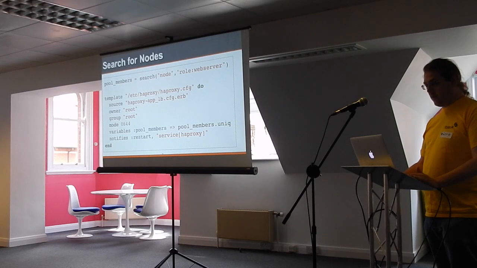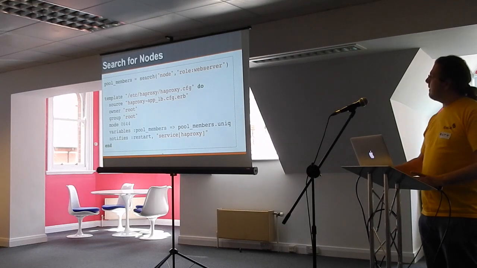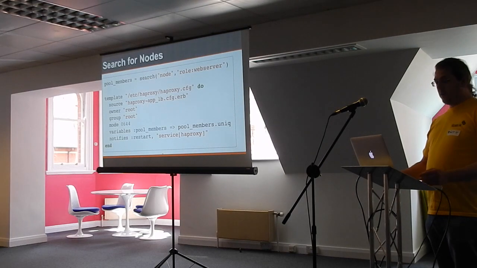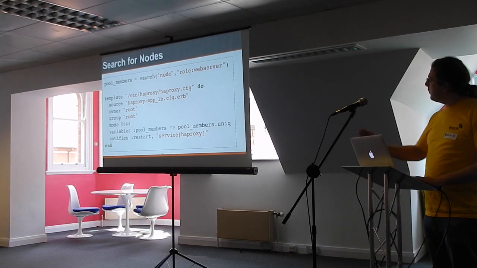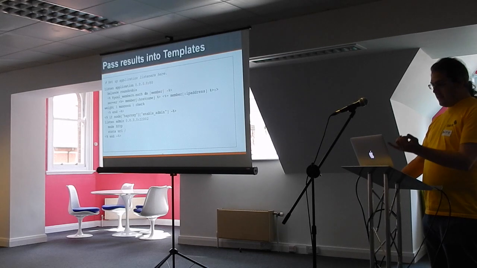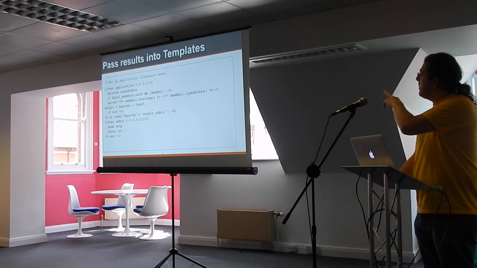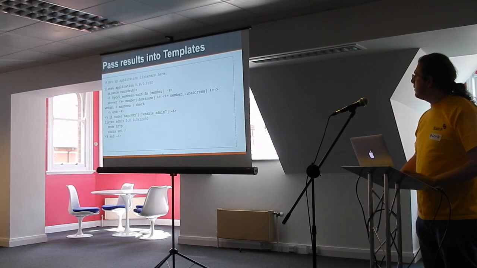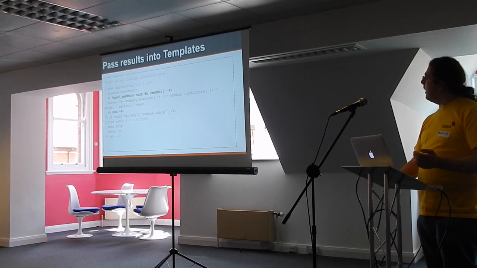But one of the big things about it is, this is a snippet of a recipe for configuring your load balancer. You say, find me all of the nodes that have the role web server. So this would be all your web servers. And then we're passing that list of nodes into the template, and the template here puts in the server member and address, looping through the nodes.